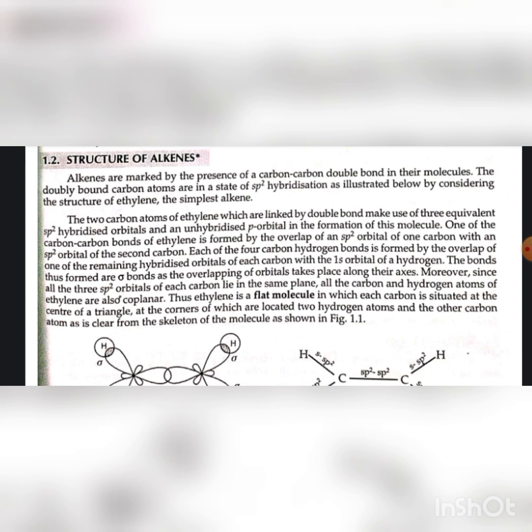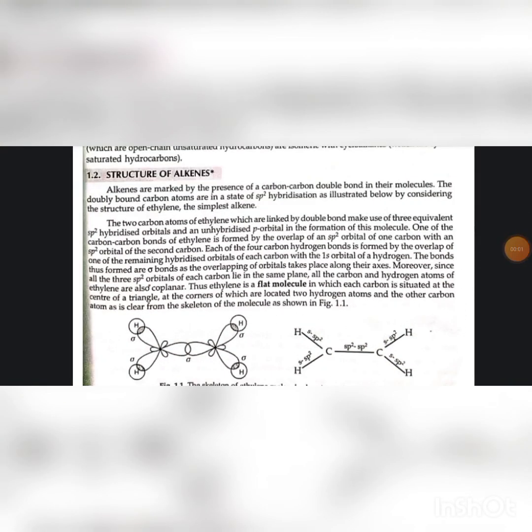One of the carbon-carbon bonds of ethylene is formed by the overlap of an sp2 orbital of one carbon with an sp2 orbital of the second carbon. Each of the four carbon-hydrogen bonds is formed by the overlap of one of the remaining hybridized orbitals of each carbon with the 1s orbital of a hydrogen. The bonds thus formed are sigma bonds as the overlapping of orbitals takes place along their axes.